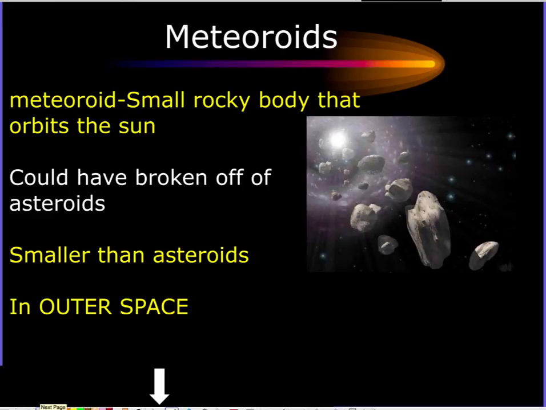So I'm going to talk to you about meteoroids. Meteoroids are small rocky bodies that orbit the sun. They're thought to be broken off pieces of asteroids. They're smaller than asteroids that are in outer space.